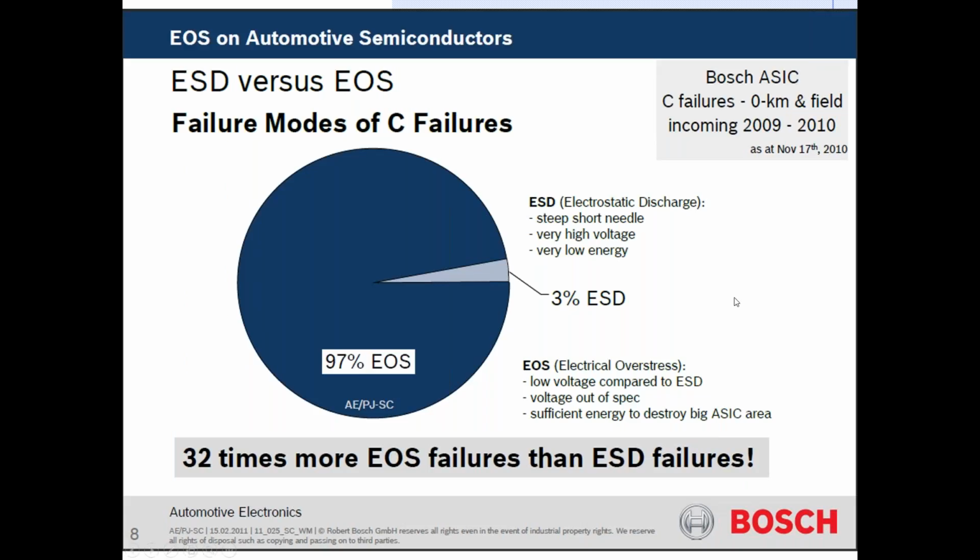Here's another breakdown. This is from the automotive industry, courtesy of Bosch. And their experience gets broken down this way, where 97% of the failures that they see are electrical overstress, or are categorized as electrical overstress. 3%, they say, are definitely identifiable as ESD. But again, the assignments aren't really that well-founded, and so we don't really know what the breakdown is. But clearly, there's a lot of failure that's occurring where we don't understand the root cause.